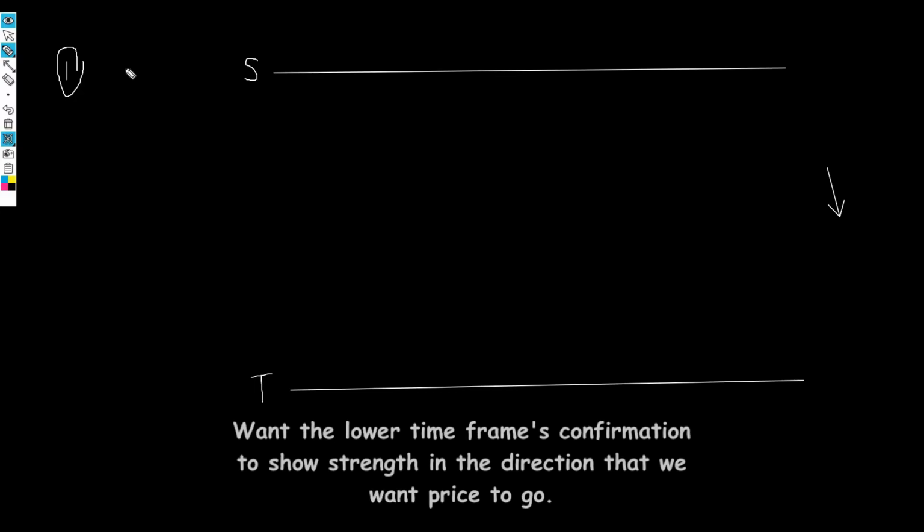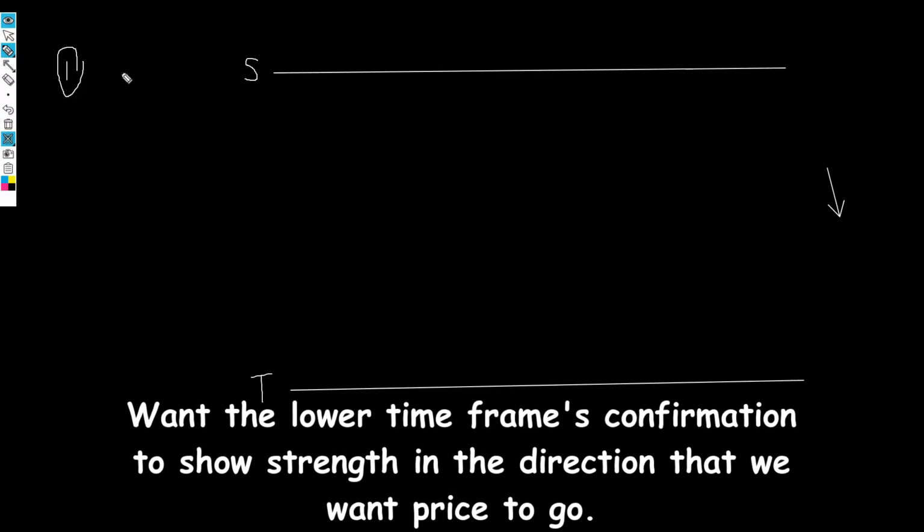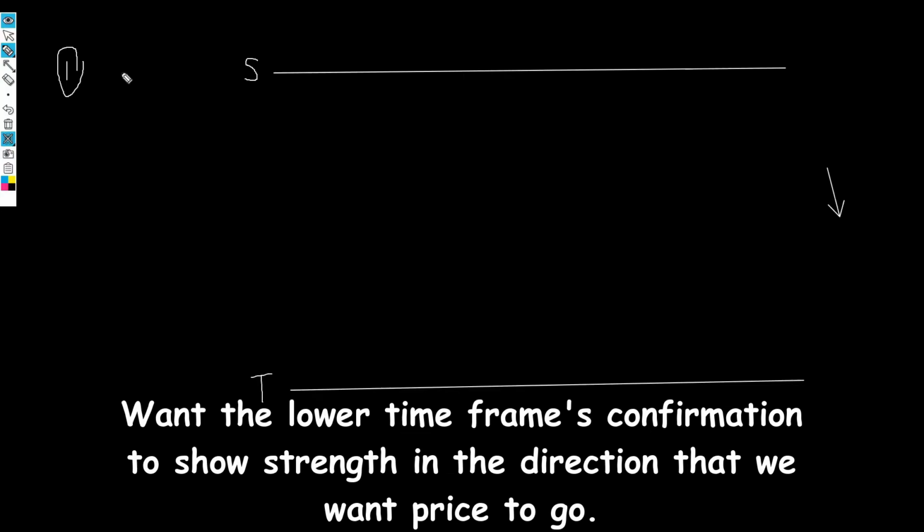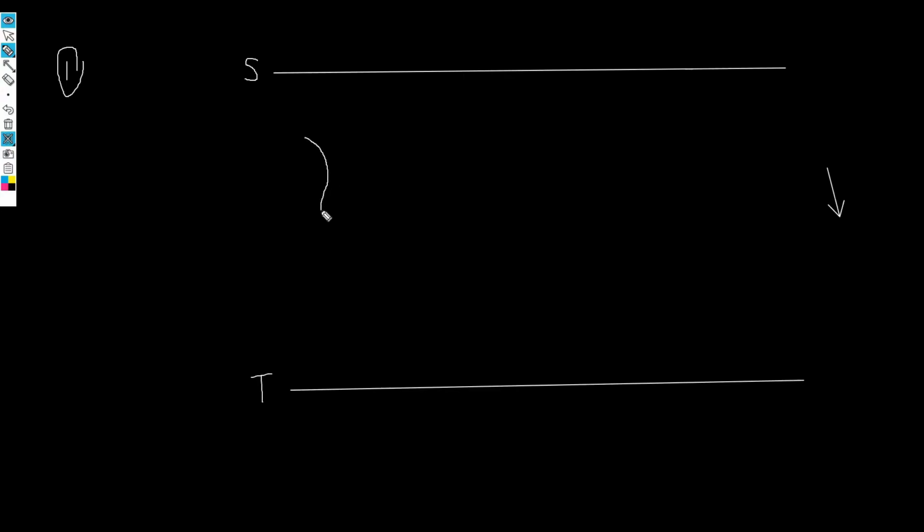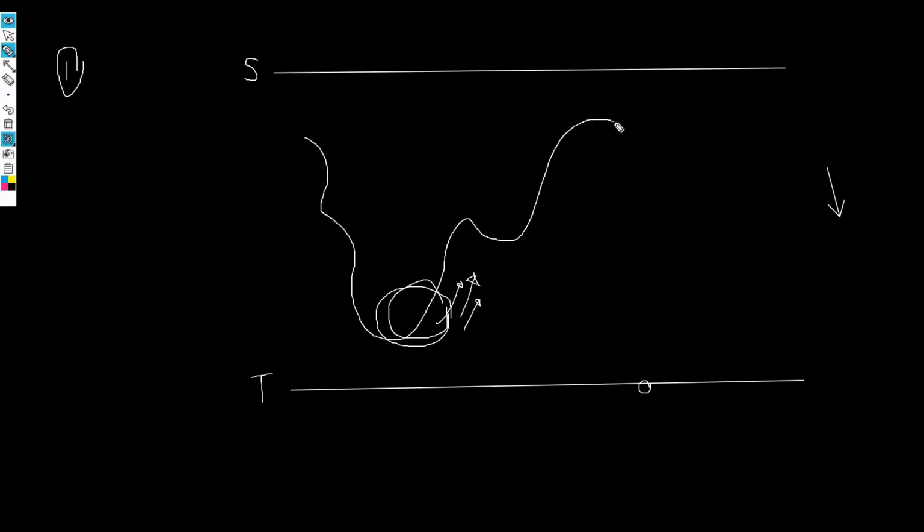Now you want to remember, in terms of confirming biases, there's two things we want to be looking at. And number one is that we want the lower time frame's confirmation to show strength in the direction that we want price to go. Okay, so let's say price is wiggling around here and starts to turn right here. Now at this point, we want price to go up, right? So we could have price pull back to the stop loss to take a short entry to this target. And so at this point, since we want price to go up, we want to see strength long on the lower time frames.